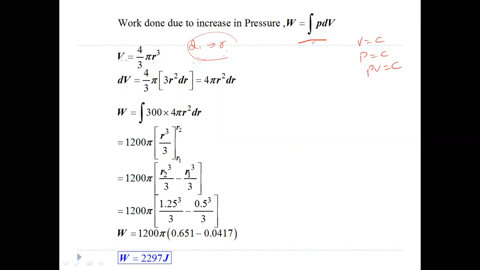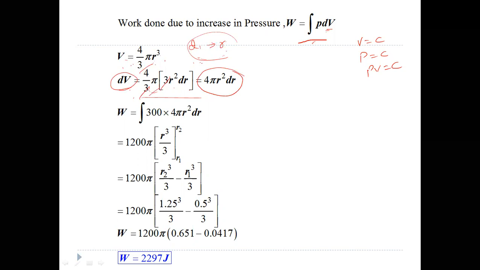So the formula for volume of the sphere is 4/3 pi r cube. Here we need the value of dV. Finding dV: dV is equal to 4/3 pi, which is constant, and r cube gives 3r square into dr. So if 3 gets cancelled here, we get 4 pi r square into dr. So dV can be replaced with 4 pi r square into dr.